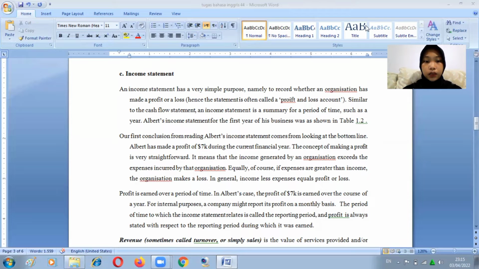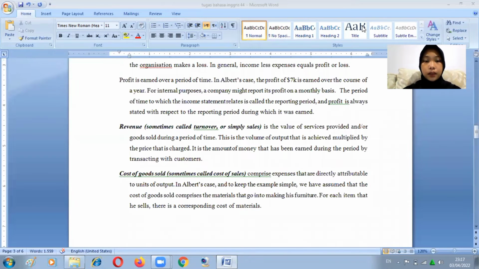Profit is earned over a period of time. In Albert's case, the profit of 7,000 is earned over the course of a year. For internal purposes, a company might report its profit on a monthly basis. The period of time to which the income statement relates is called the reporting period, and profit is always stated with respect to the reporting period during which it was earned.